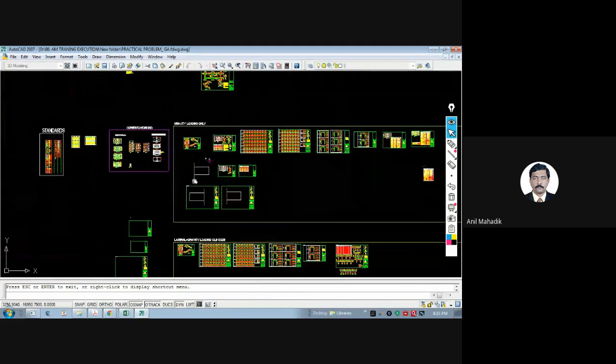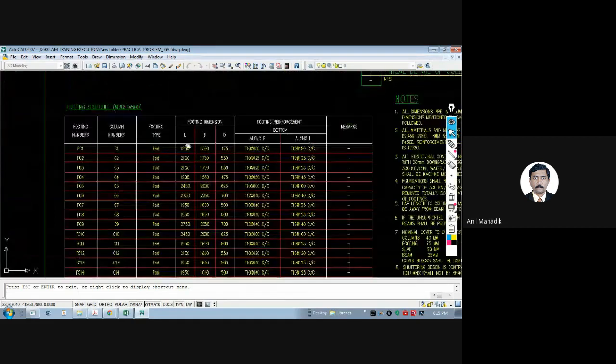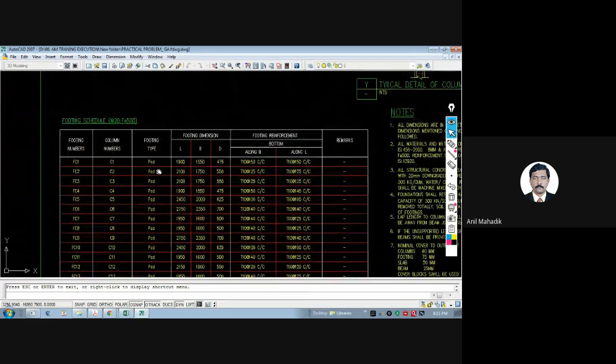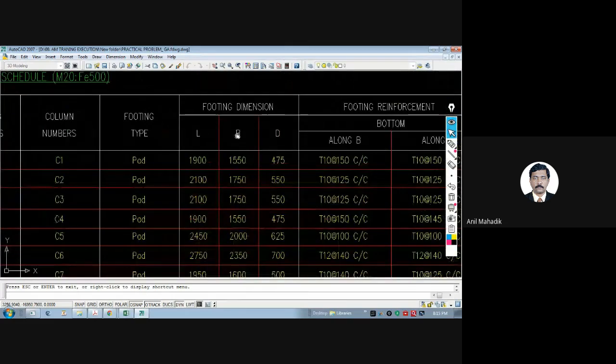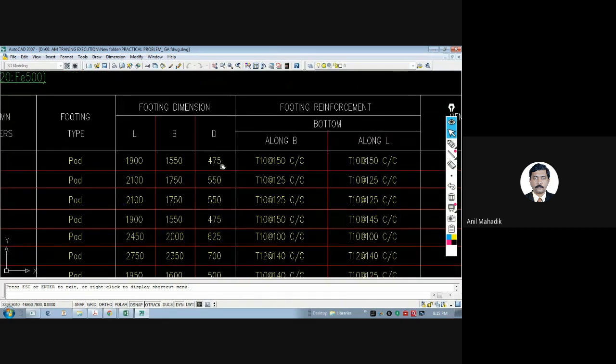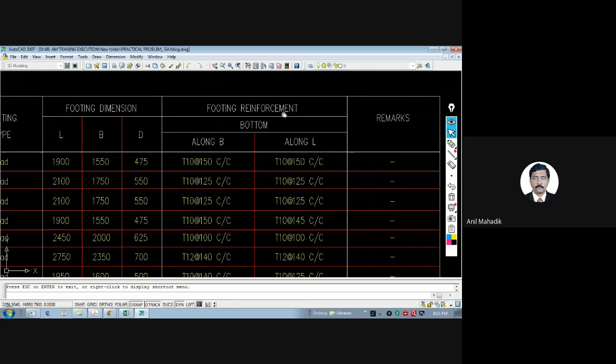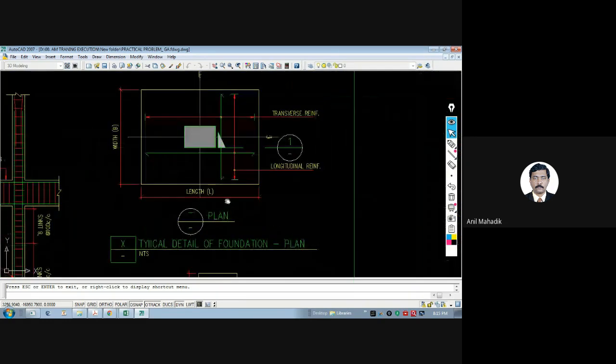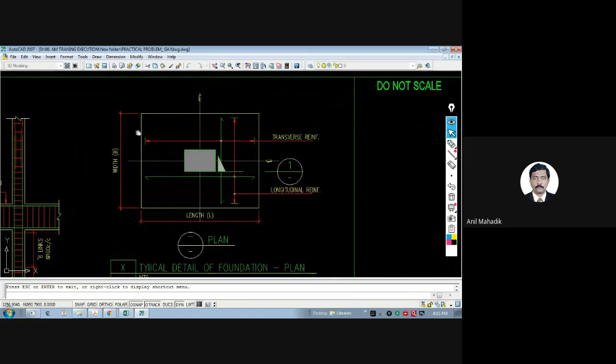Then see, this schedule we are getting from RCDC. We are just copying this here, but you should know. Then length and width, L and B of the footing, and depth of the footing. Let's say 1900 by 1550, 475 is the depth. Then there is the reinforcement, footing reinforcement at bottom, along B, along L. So along B, along L, do you understand what this is? Here you can see. If this is the length of the footing, this is the width of the footing, then along L means which direction? Tell me. Along L, which one is it? Horizontal or vertical?